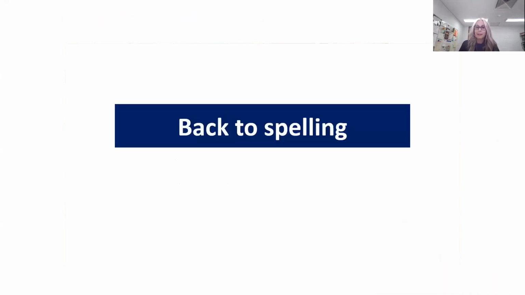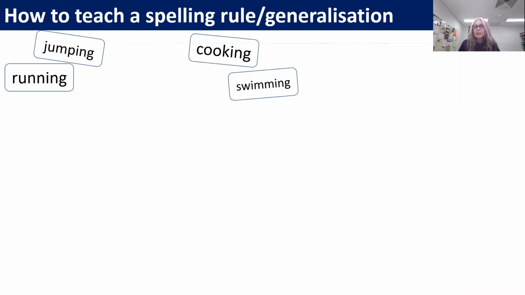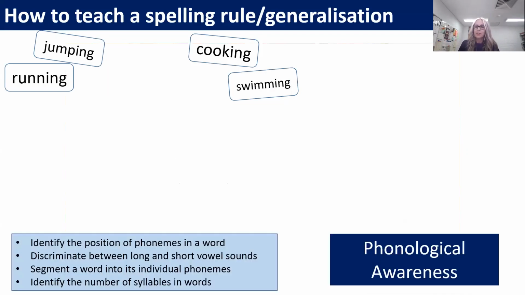So let's go back to spelling. If you're going to teach a spelling rule or a generalisation, I'm going to suggest that you need to start at the bottom of what is going to become a house, and that's with phonological awareness. So you need to be identifying the number of syllables in words, then individual phonemes, then discriminating between long and short vowel sounds, and then identifying the position of phonemes in a word.